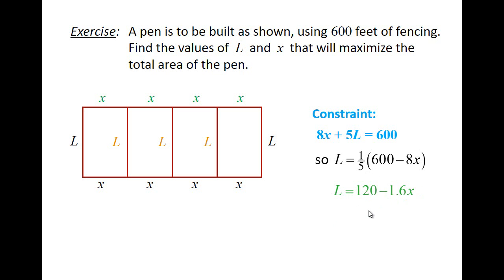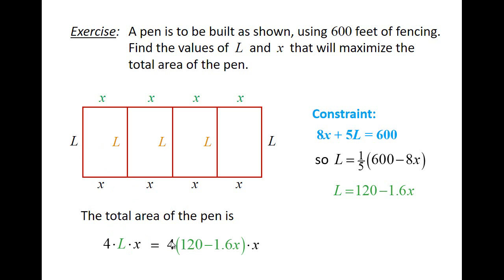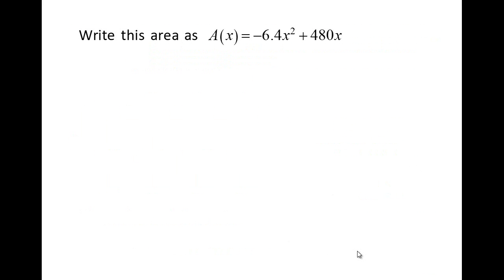Now what are we trying to maximize? Well, we're trying to maximize the area. We have 4 rectangles here, each one has area L times x. So 4 times L times x, that's the total area of the pen. Now replacing L by 120 minus 1.6x, this is what we get. And if we just multiply out, we get 480x minus 6.4x squared. Okay, so this is the area function we are trying to maximize.